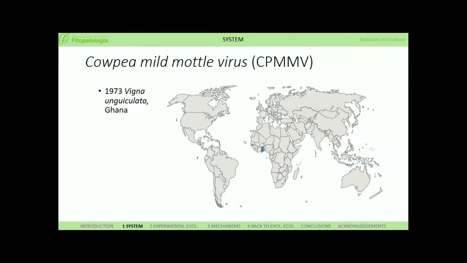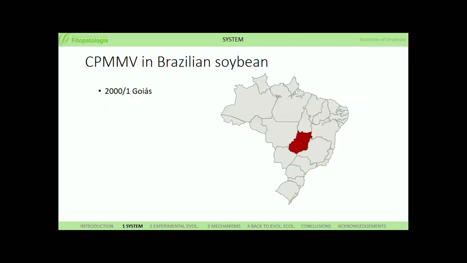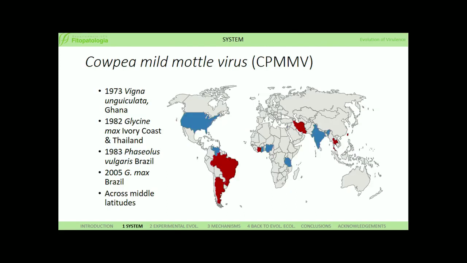So the system we're looking at today is another virus, Cowpea mild mottle virus. It was originally reported from cowpea in Ghana. And I'll just quickly show this spread. When it goes red, then it's infecting soybean, which is the host we're considering today. Spreading across the world, getting to Brazil in 83, infecting common bean, and then soybean in 2001, and continuing to spread across the world, especially in central latitudes.